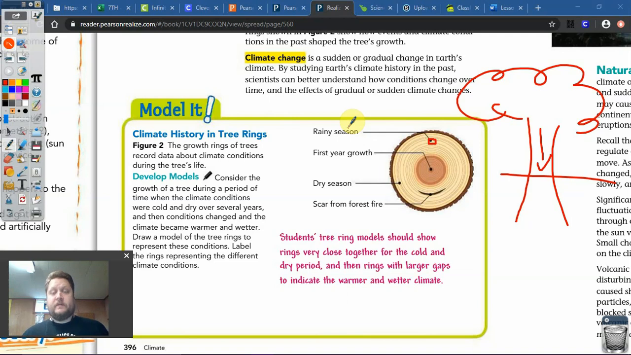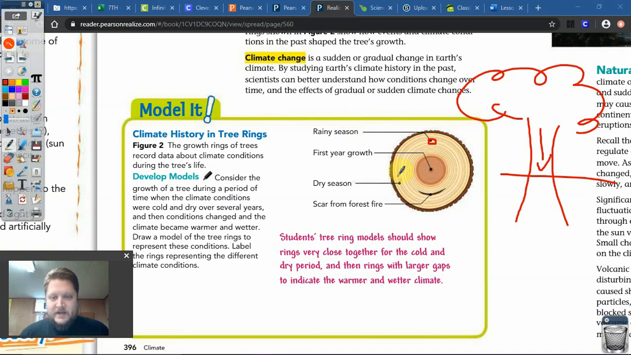Which is really good for any type of plant growing. You're going to want warmer weather and you're going to want wetter weather. You're going to want the soil nice and wet so the roots can suck up the water and help the plant grow.